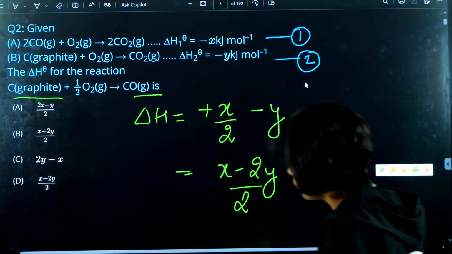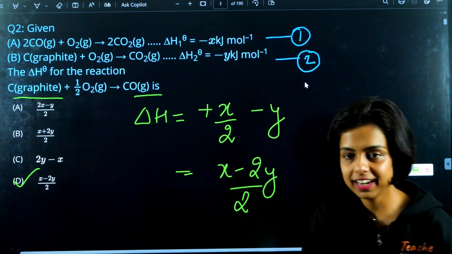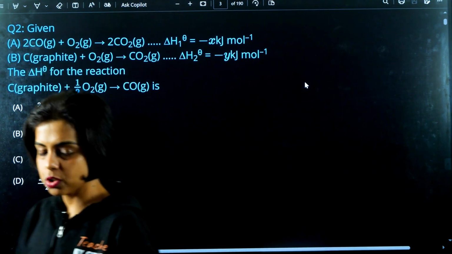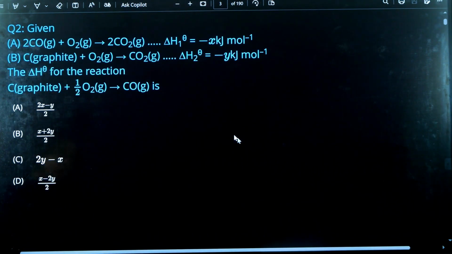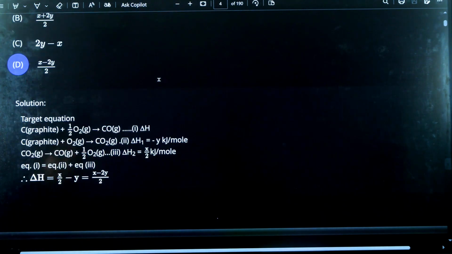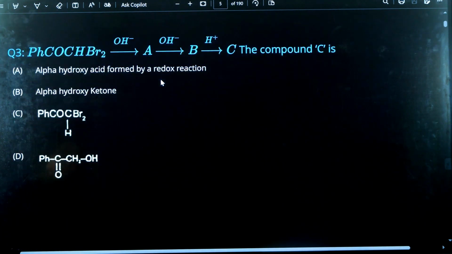So what option we'll mark? We'll mark our answer as D for donkey, right? So D for donkey is the answer. Very easy peasy lemon squeezy question based on Hess law thermochemistry, which is indeed very important for the JEE Mains, right? So the answer is D. Let's move on to the next question.